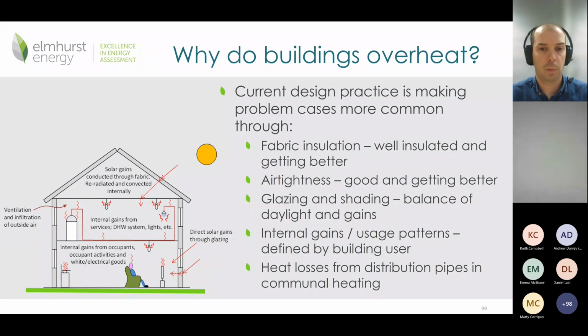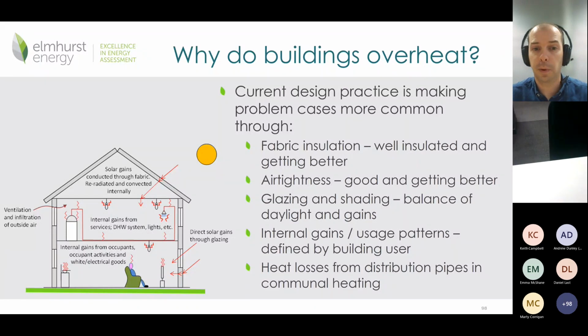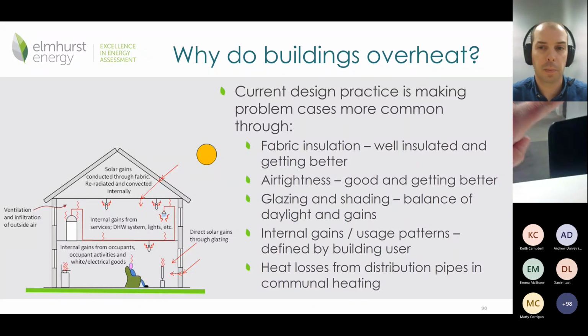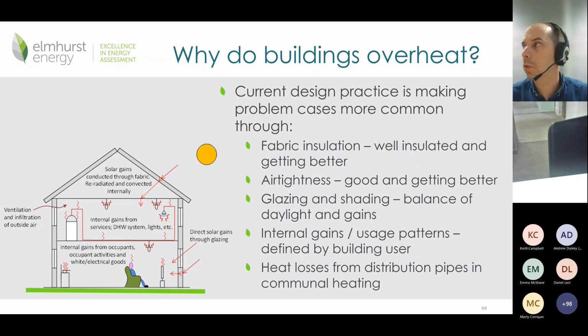Internal gains, we all give out heat, and it's a particular issue in heat networks as well, where there's distribution pipework running around the building with high temperatures in it. If it's not insulated very well, you get all the heat losses into that building, causing some quite scary temperatures in the summer.